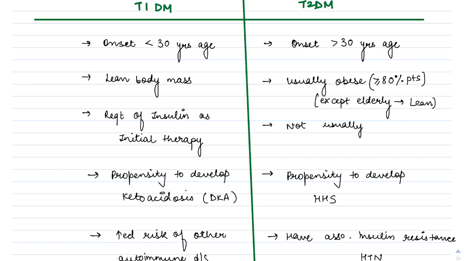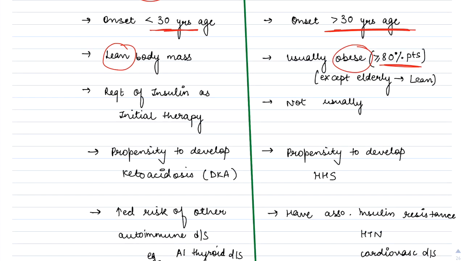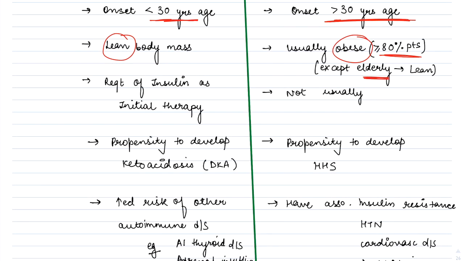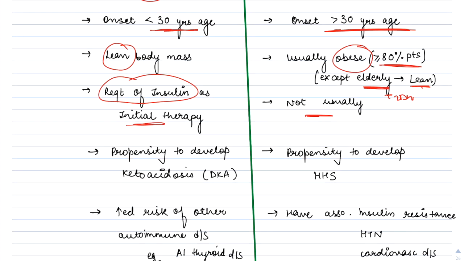To summarize the lecture, I'll be differentiating type 1 against type 2 diabetes. Type 1 usually has an onset less than 30 years of age, more so less than 20 years, but 5 to 10% can be diagnosed after 30 years also. Type 2 diabetes usually has an onset more than 30 years of age. Type 1 are usually lean, while type 2 are usually obese. More than 80% of patients are obese, except for elderly patients with type 2 diabetes who are lean. Type 1 diabetes usually requires insulin as initial therapy, while type 2 does not require insulin initially.